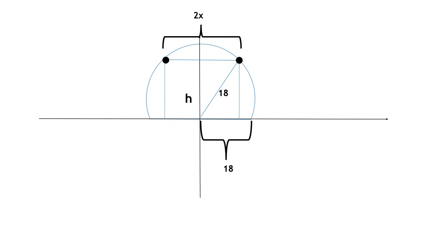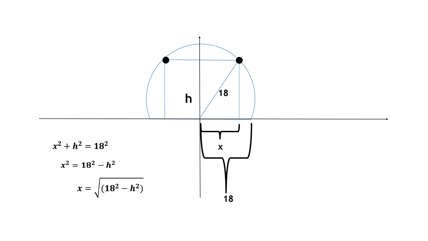Since the radius is given, we can make a right triangle with a hypotenuse equal to 18. Then we can use the equation 2xh to solve for the area of the rectangle, since the base of the rectangle is 2x and the height is h. Now we need to put x in terms of h. We can use Pythagorean's theorem to do this. So x squared plus h squared equals 18 squared, since x is the base, h is the height, and 18 is the hypotenuse.